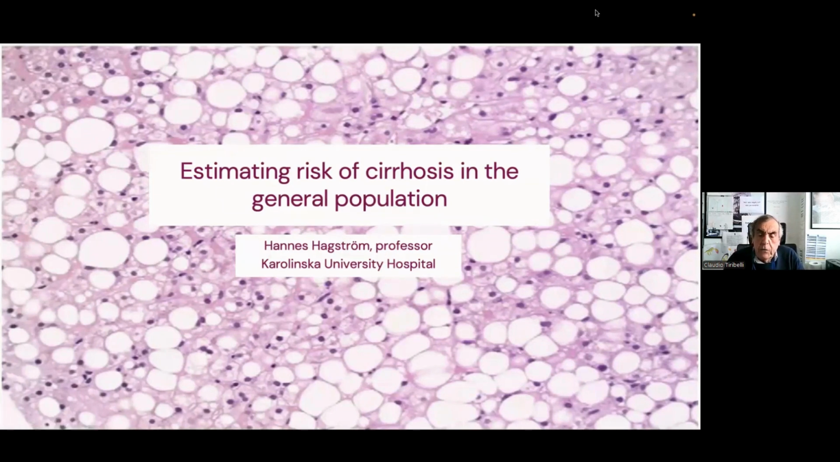We have to be quick on time because at 3 o'clock at the latest, Hannes has to go back to work and there are a lot of patients waiting for him.